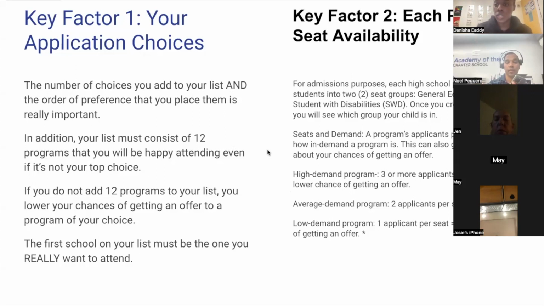Now, there are also 2 seat groups. You also see on your high school welcome letter, your child will either be listed as general education or student with disability. Now, if that is incorrect, please let me know as soon as you can so I can contact the Office of Enrollment and let them know.